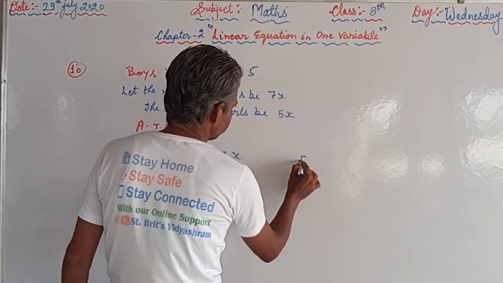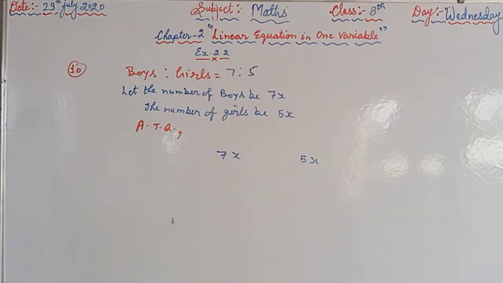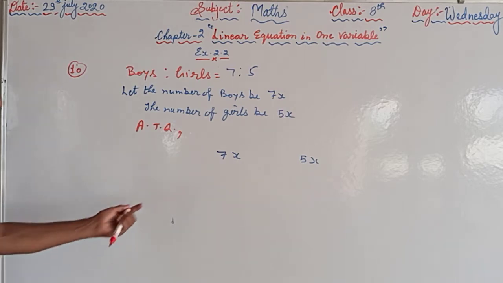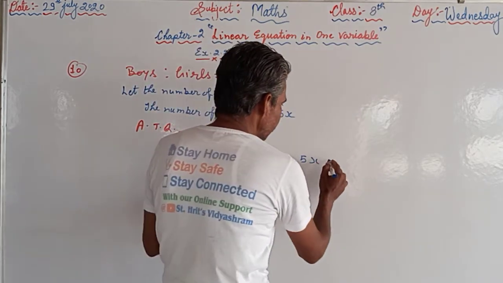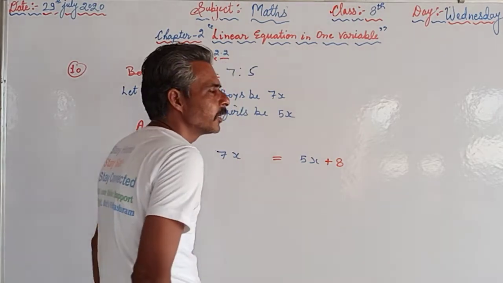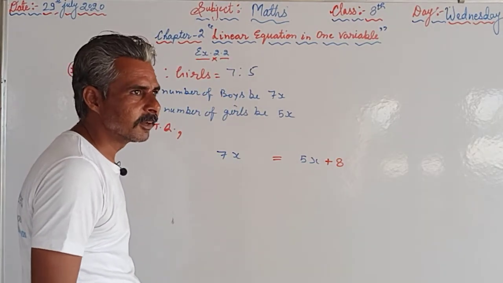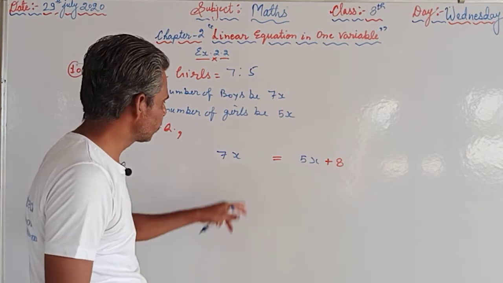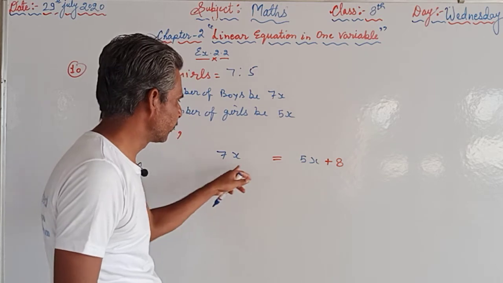Now according to the question, 7x and 5x, these are boys, these are girls. According to the question, the number of boys is 8 more than the girls. Now this is 8 more, means this is 8 less. So if we add plus 8 here, then the number will be equal. So this is a linear equation in one variable. How is it a linear equation? The power is 1, equality is there, and only one variable is there.